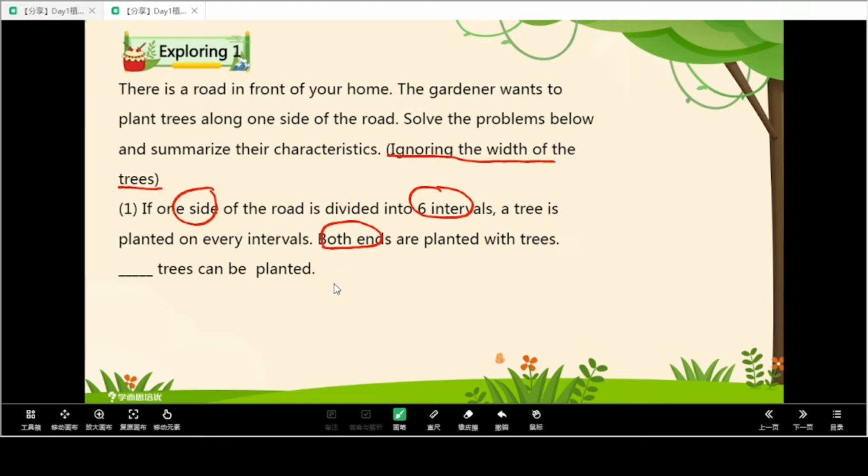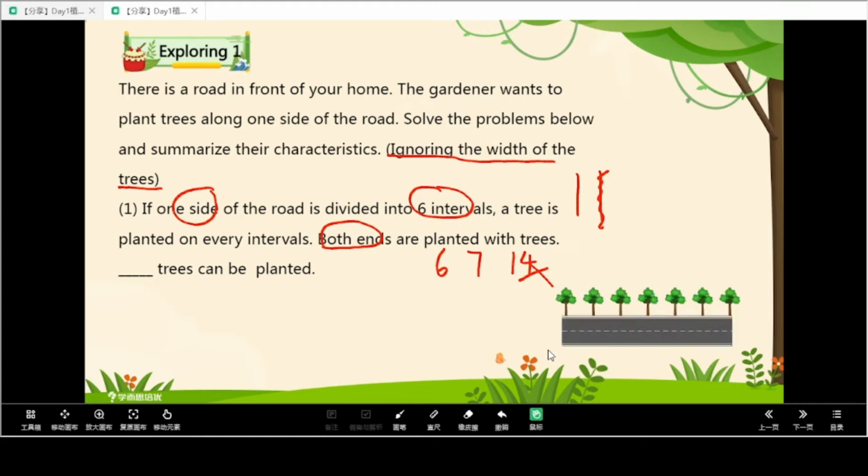Think about it in your mind. How many trees can be planted? Maybe you think it is 6, or maybe 7, or maybe some of you will think it is 14. First, because we are talking about one side of the road, the students who said the answer is 14 must be wrong. Because we are talking about one side, we only need to consider one side of the road.